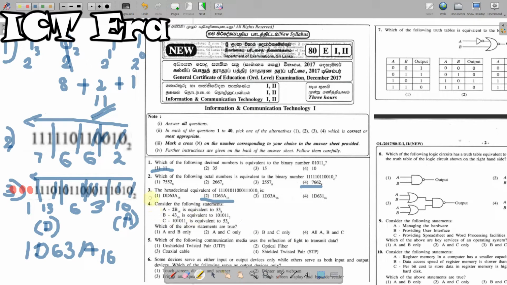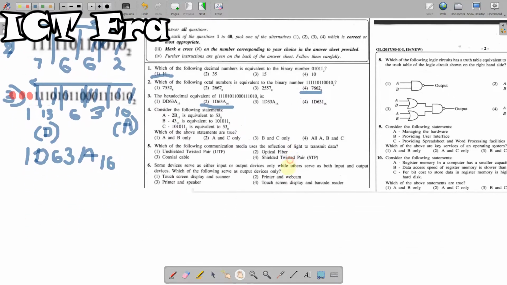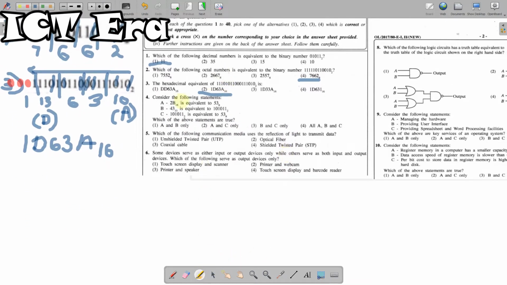Then next one: consider the following statements. Which of the above statements are true? Statement A: 2B base 16 is equivalent to 53 base 8. So let's convert this 53 base 8 into hexadecimal. We cannot directly convert this into hexadecimal. First we have to convert it into binary, then after that we can convert it into hexadecimal.